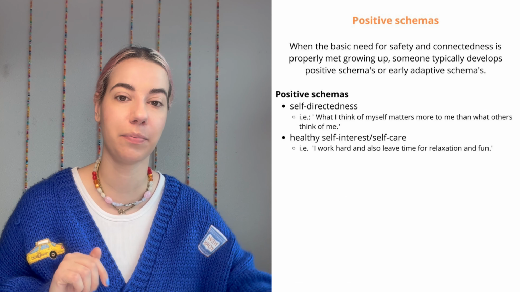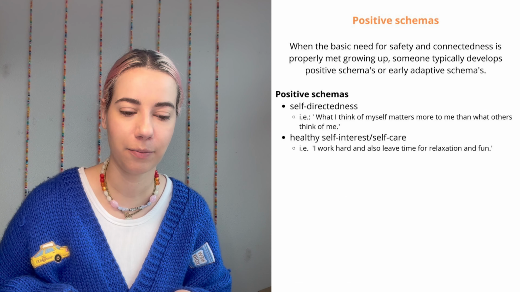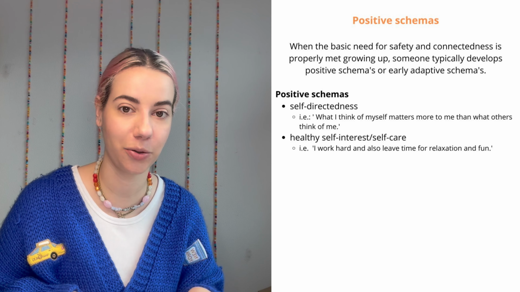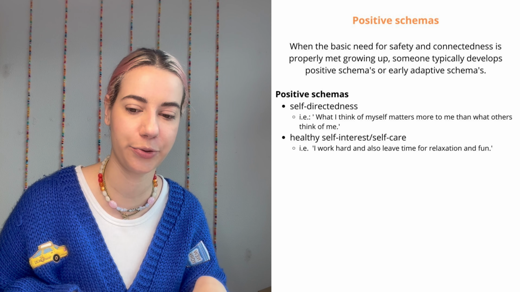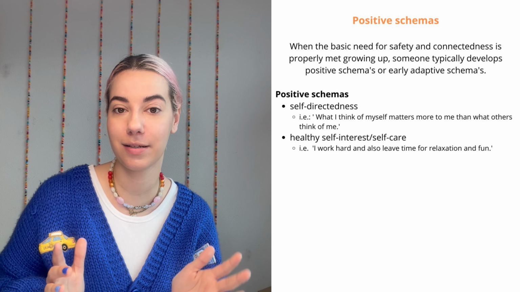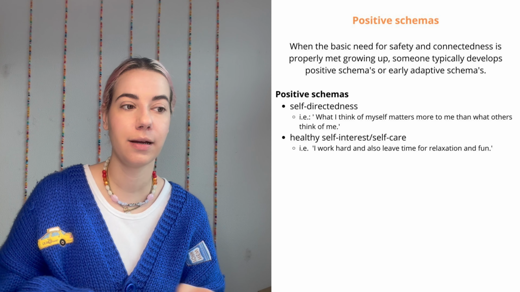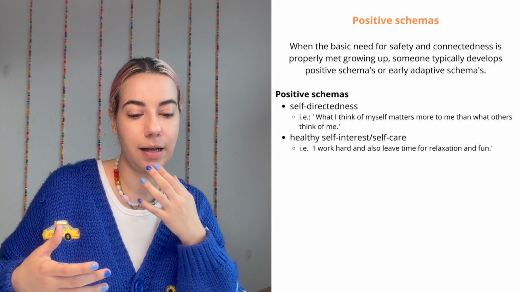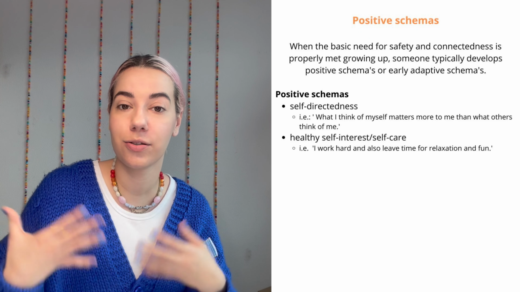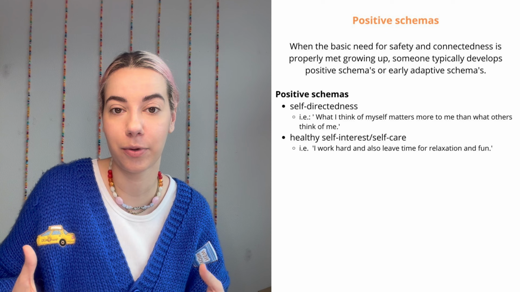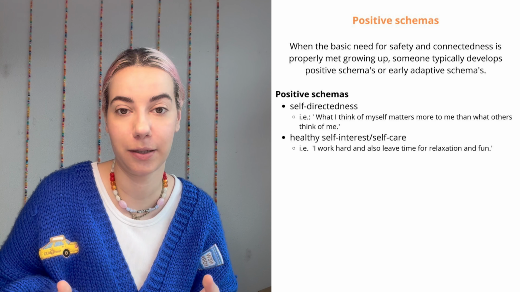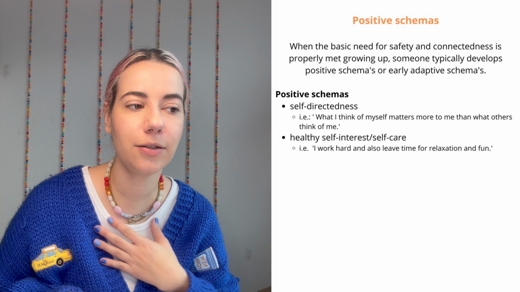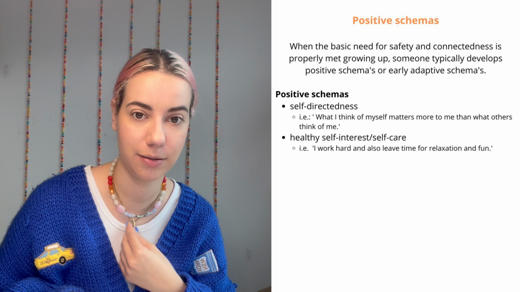And then we go to the positive schemas, because the model is under revision with a lot of research, but luckily there's also more research towards positive schemas, which means: how does it look when this need is properly met? And there are two schemas that are linked to when people really feel that their emotions, needs, and opinion were valued and were kind of encouraged by their parents. And you see that in self-directedness. So what I think of myself matters more to me than what others think of me.